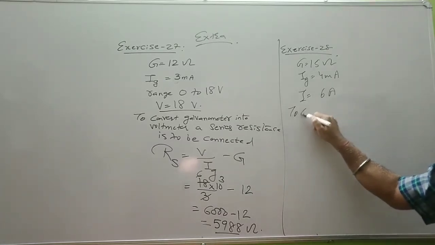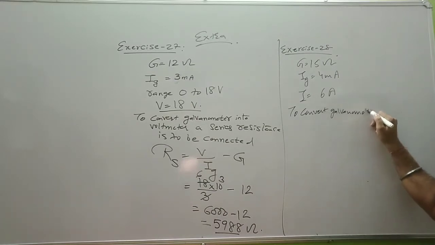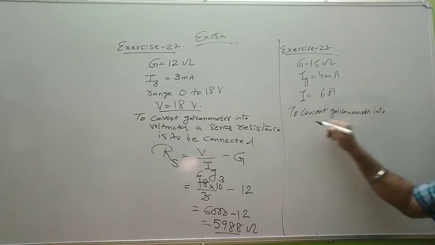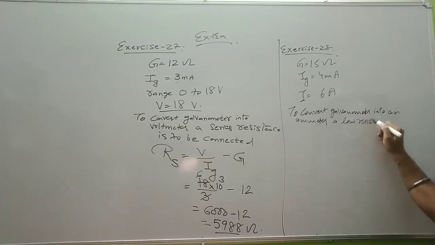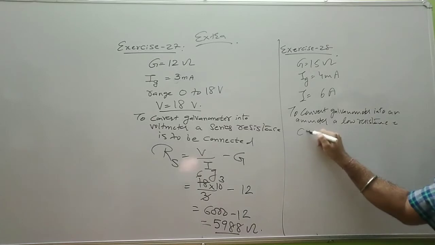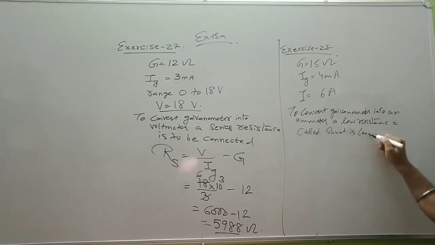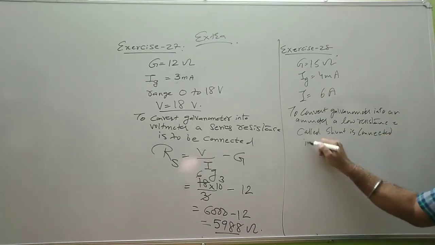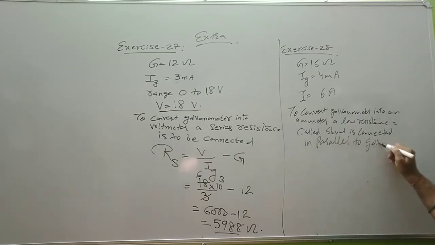So again, to convert a galvanometer into an ammeter, a low resistance called a shunt is connected in parallel to the galvanometer. So we have to use a low value resistance.